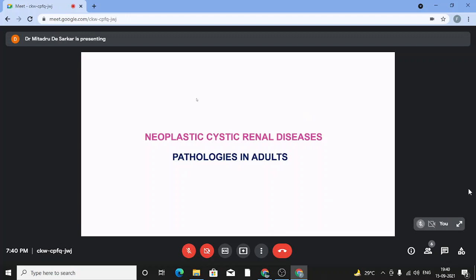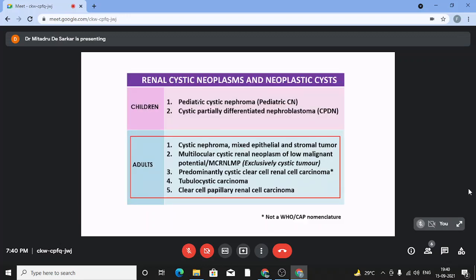Now coming into the pathologies in adults. So we have seen the two entities in the case of pediatrics.